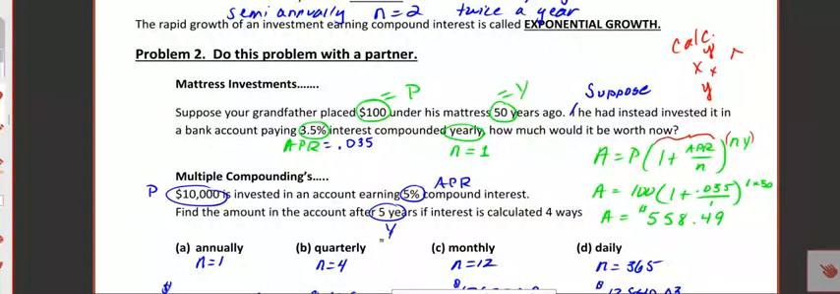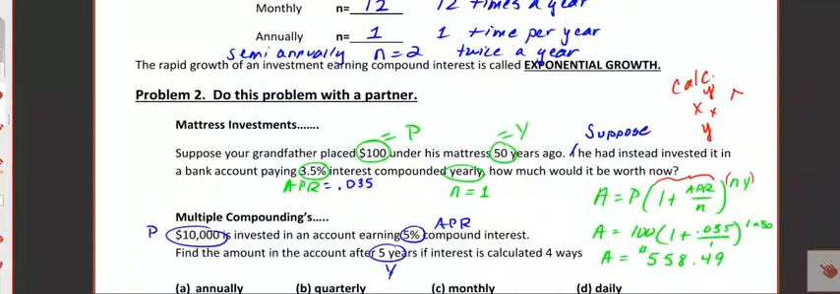So we're going to do it 4 ways. We're going to compound the interest annually. That means N is 1. Quarterly, that means N is 4. Monthly, that means N is 12. And daily, that means N is equal to 365. So you're going to use this formula 4 more times. This should get you some good practice. So practice on your calculator.